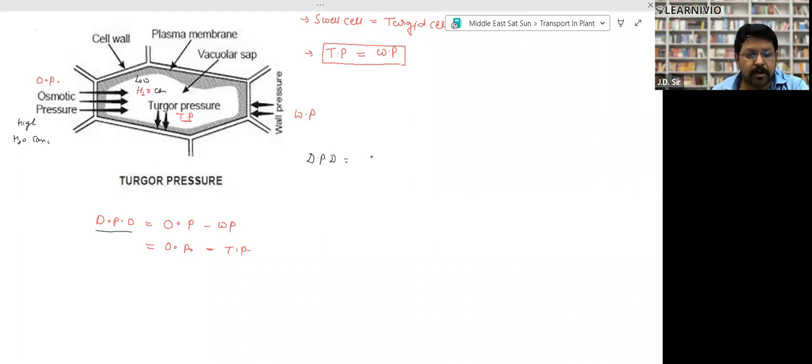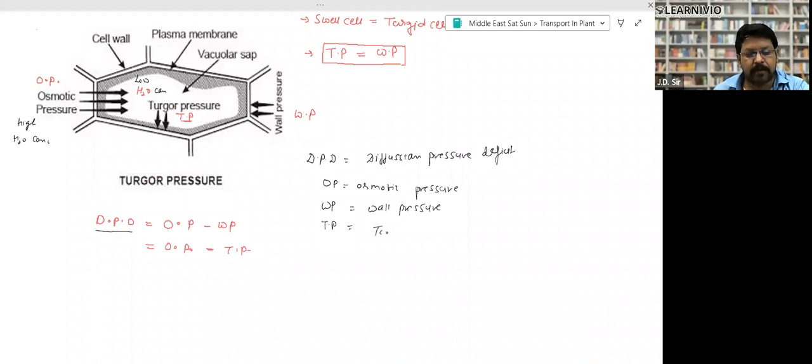DPD is diffusion pressure deficit, right? That is the DPD. And what is OP? Osmotic pressure. What is WP? Wall pressure. What is TP? That is turgor pressure.